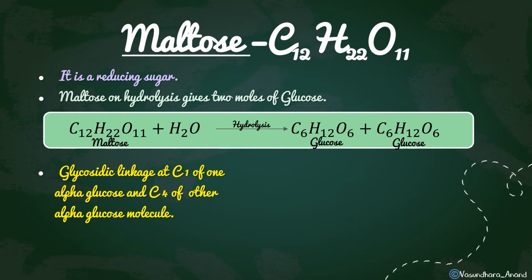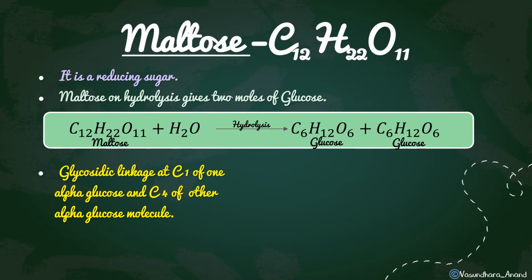Where is the glycosidic link present in this maltose? It is present at C1 of one alpha glucose and C4 of the other alpha glucose. So to be very precise, we can say that in this glucose, they are not anomers. They are exactly the same. That OH group is on the same side, and that is inside the ring, isn't it? Both are alpha. But what is the basic difference? That it is a C1 C4 linkage.